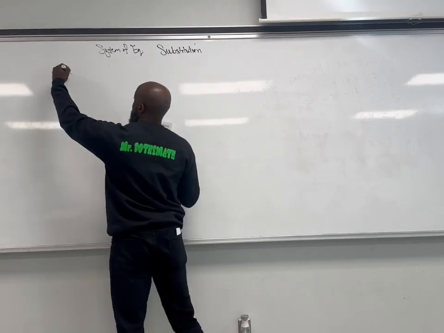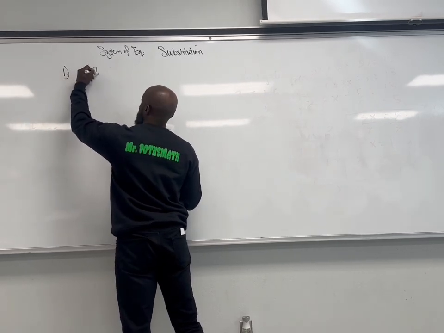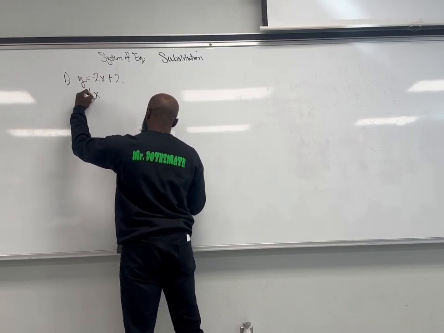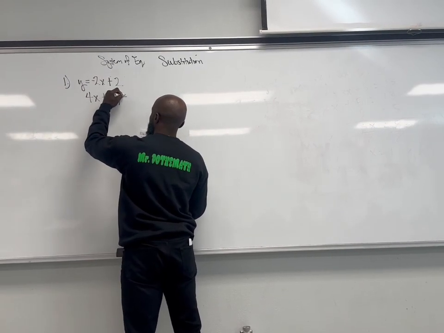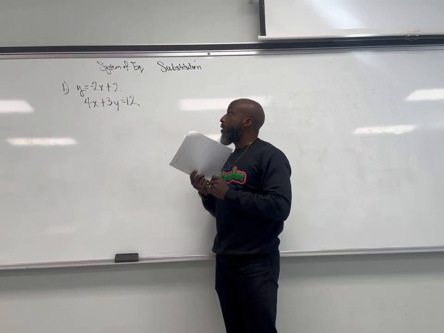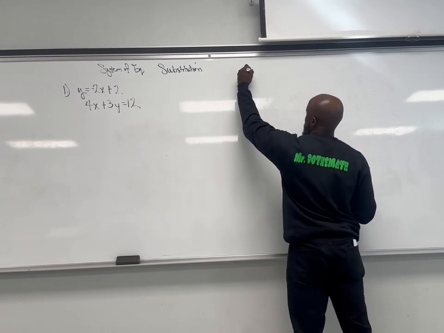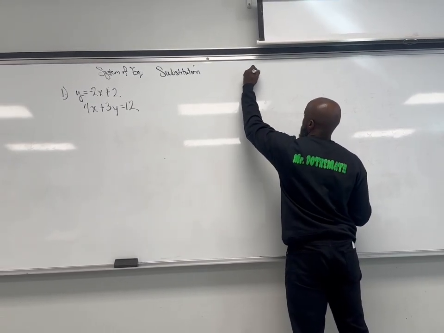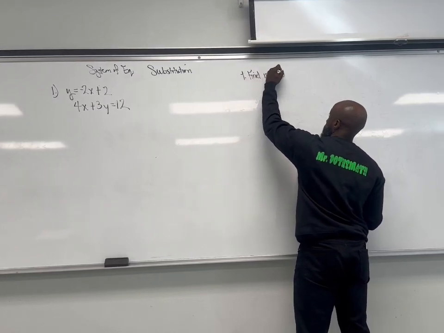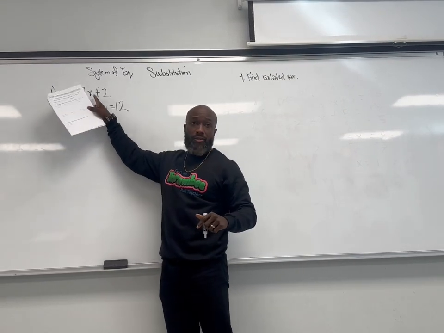So this problem is y equals negative 2x plus 2, and you have 4x plus 3y equals 12. Now we saw a problem like this in our last assignment. And we'll write down our steps to solving right here, right? The first step is find the isolated variable, right? The isolated variable is this one here, y equals, right?